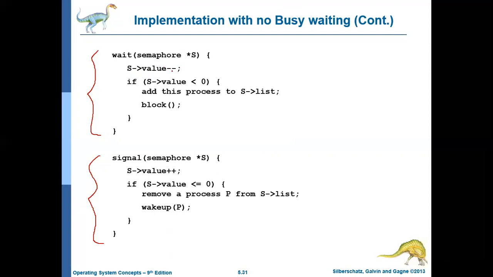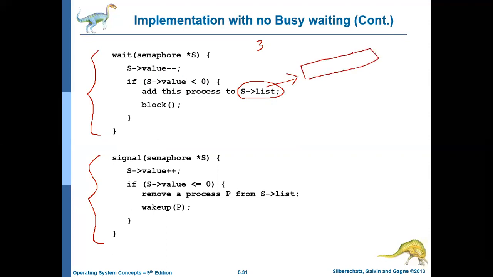The value will be initialized with the number of resources available. So if 3 resources are available, then the value will be 3. It just decrements the value. After decrementing, it checks whether it has become less than 0. It's not checking less than or equal to, just whether it becomes less than 0. If the value becomes less than 0, then this particular process will be added into the list, which is nothing but a waiting queue.